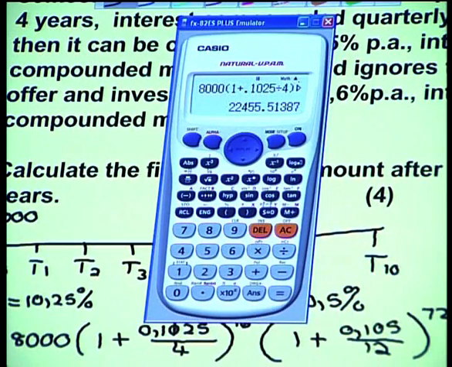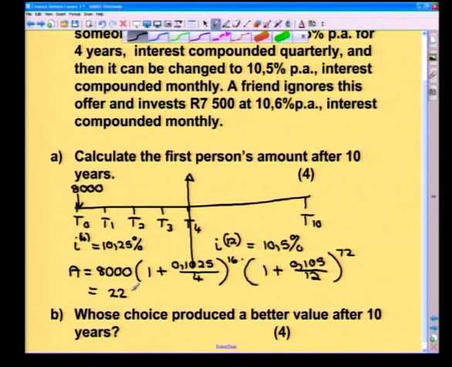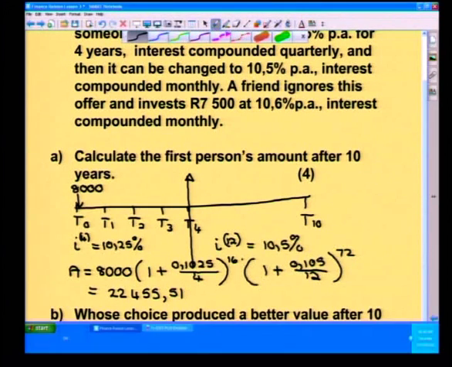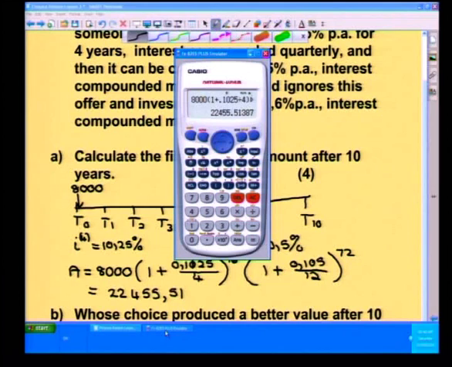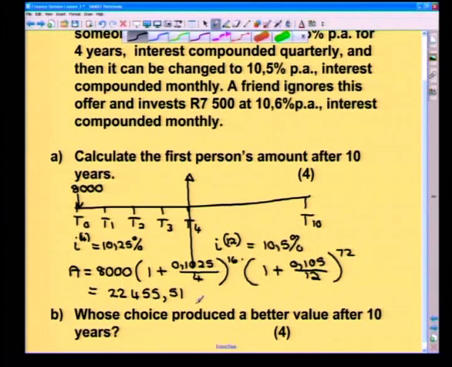So I'm going to end up with 22,455 Rand, and rounding off it'll be 51 cents. So it's 22,455, and I think it was 51 cents. I'll just check again. Yes, it was. Perfect. Right, so that's how much money will end up at the end of 10 years in this particular case. So that's worth knowing because later on we're going to do a comparison of the two.